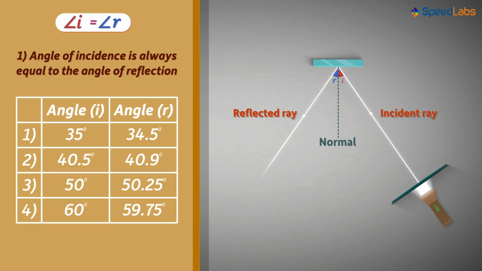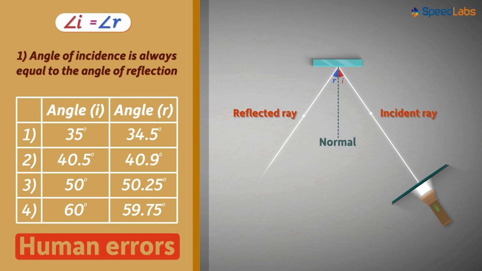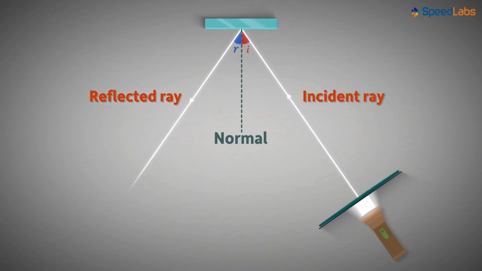Well, there are chances of errors that may occur during measurement of angles. We can refer to them as human errors. It also depends on the narrowness of the light beam. The narrower this beam, the more accurate the results will be.